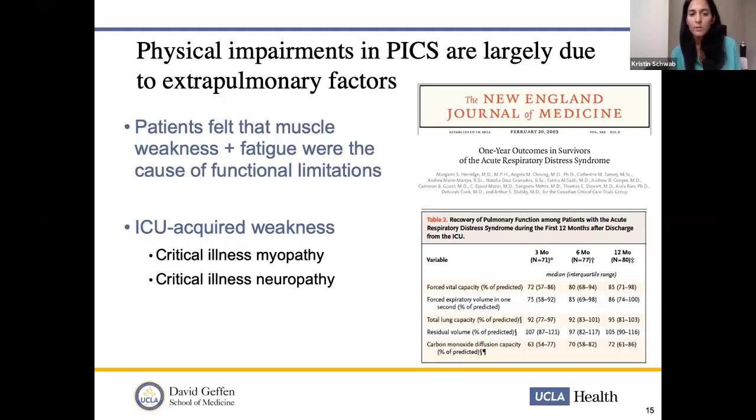And so we really use this term ICU acquired weakness to characterize, and as the formal diagnosis for, many of these patients who have ongoing weakness after an ICU stay. There's two main flavors to this, with critical illness myopathy and critical illness neuropathy being the two. The critical illness myopathy is more common and generally has a bit more of a favorable prognosis when compared to critical illness neuropathy.